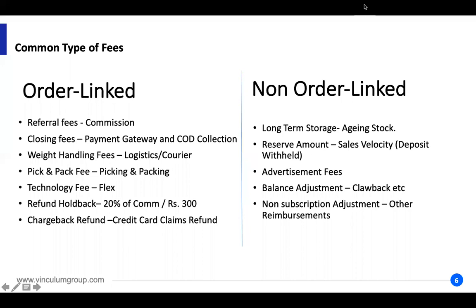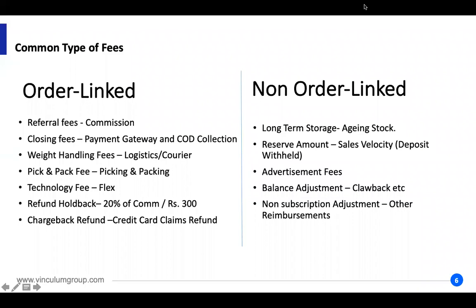A lot of times Amazon may have paid you more in certain scenarios, but when it reconciles its accounts internally, it finds that instead of paying you an X amount, it has paid you X plus delta. So all of this amount, which is a delta, is taken back as a clawback from the seller by the marketplace, which is called the balance adjustment.